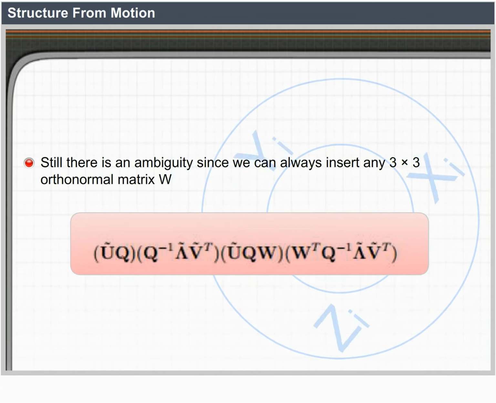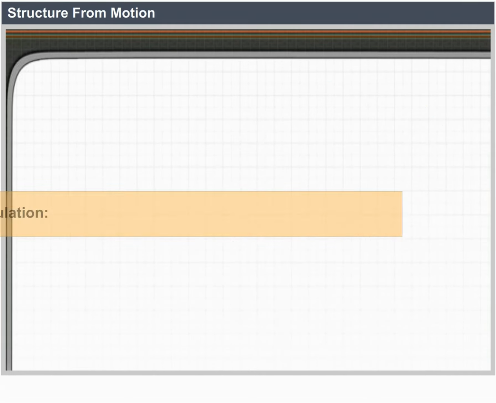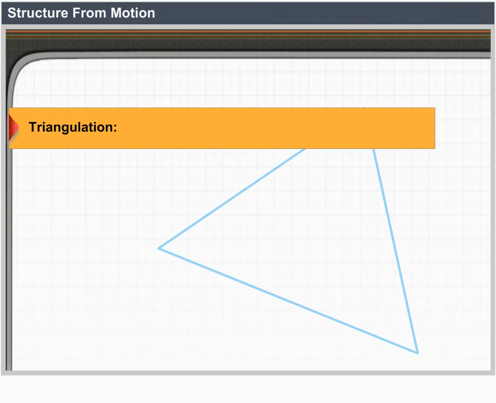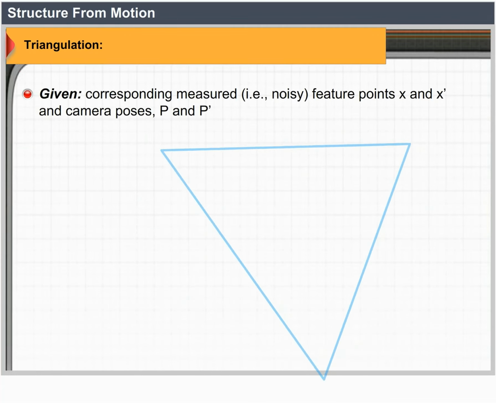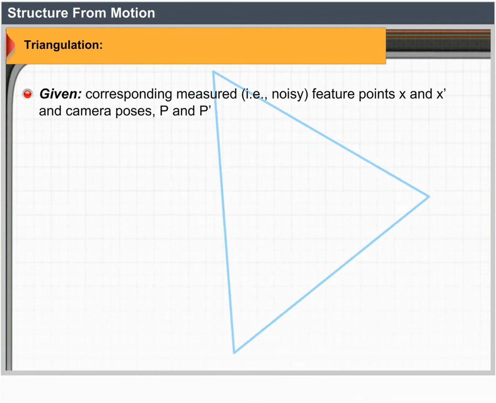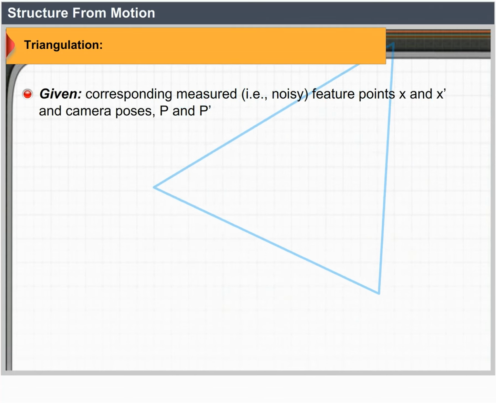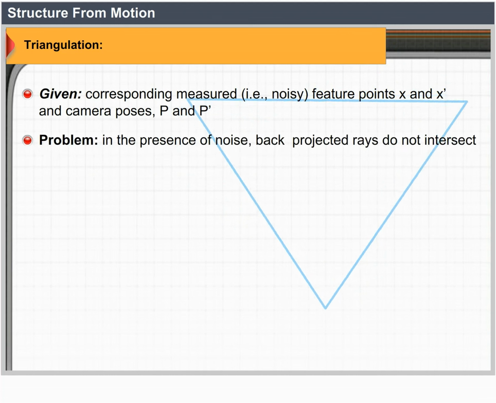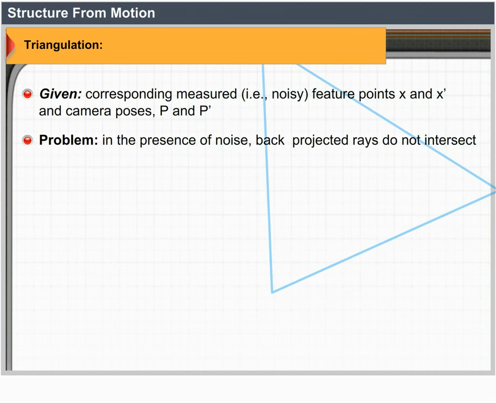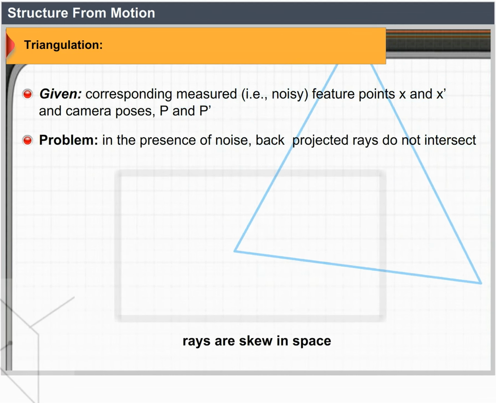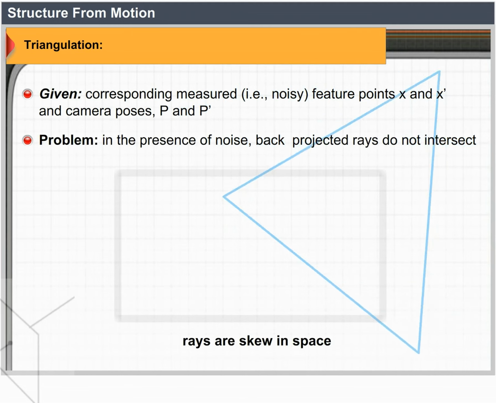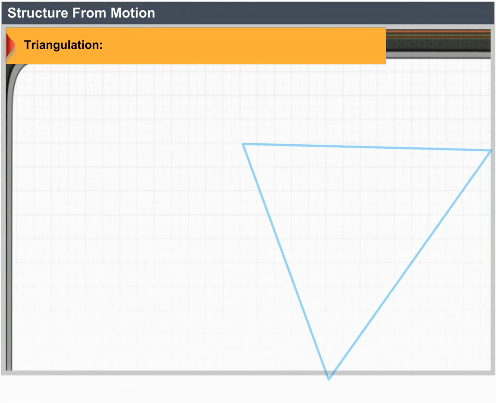Triangulation. Given corresponding measured, that is noisy, feature points x and x dash and camera poses P and P dash, the problem is, in the presence of noise, back projected rays do not intersect, and measured points do not lie on corresponding epipolar lines.